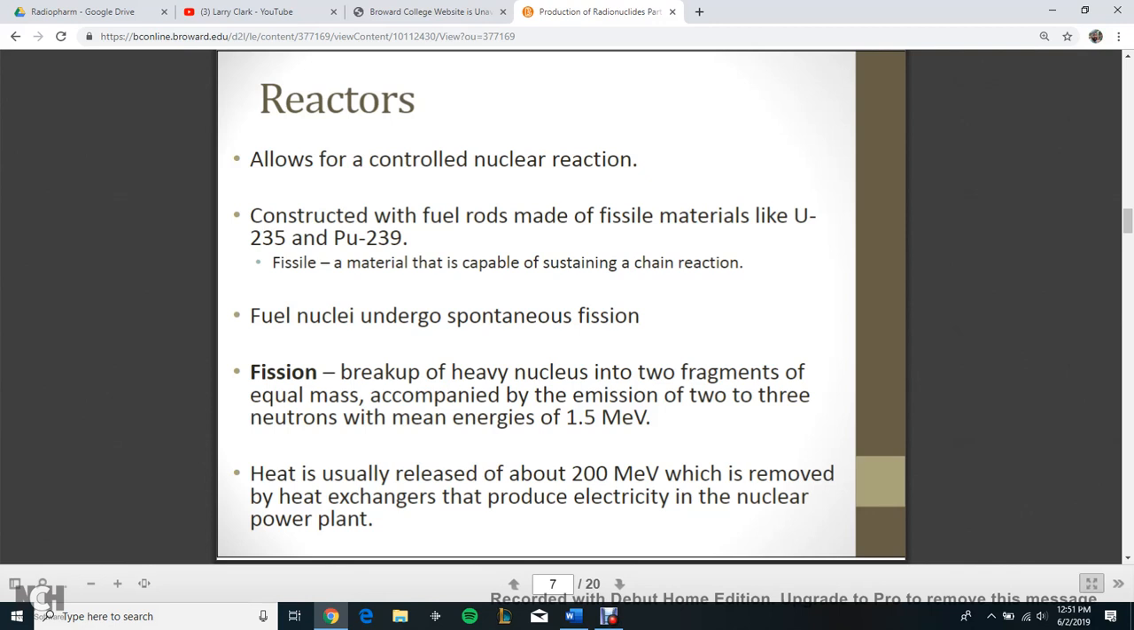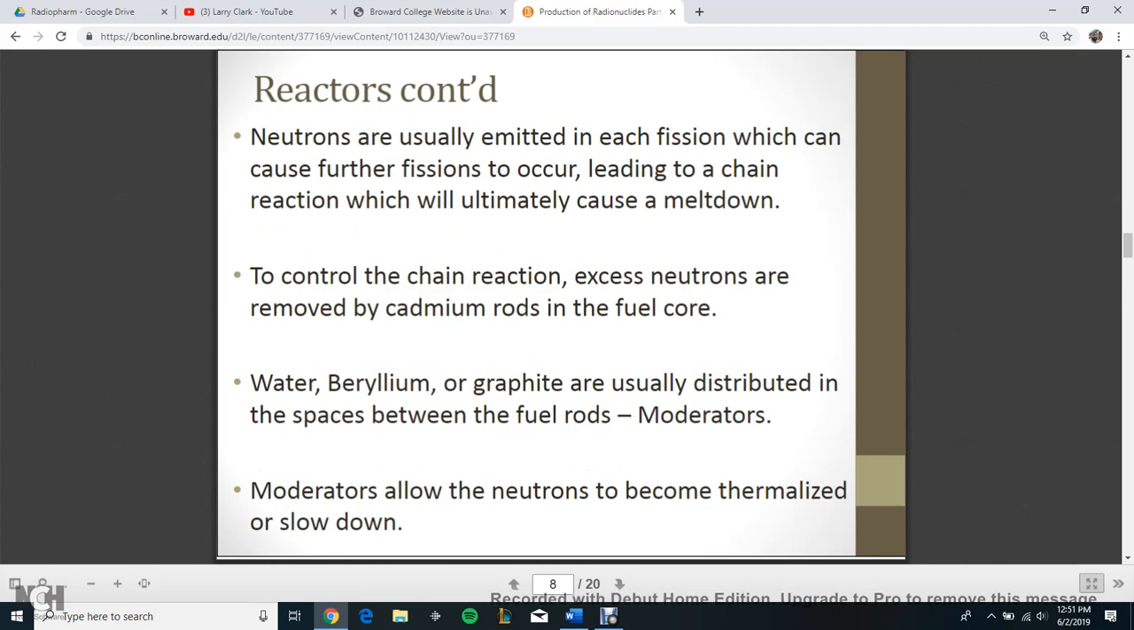Fission is the breakup of a heavy nucleus into 2 fragments of equal mass, accompanied by the emission of 2 to 3 neutrons with a mean energy of 1.5 MeV. Heat, usually about 200 MeV, is released and removed by heat exchangers that produce electricity in the nuclear power plant. Neutrons are usually emitted in each fission, which can cause further fissions to occur, leading to a chain reaction which will ultimately cause a meltdown.